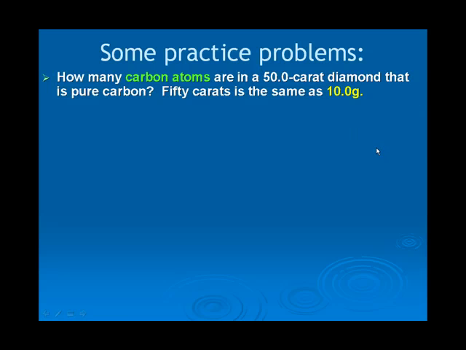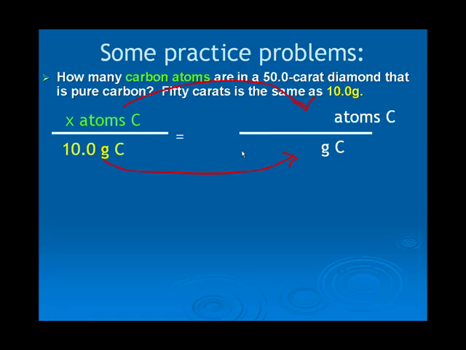So we set it up the same way we always set it up. What we're looking for is X atoms of carbon. What we're given, 10 grams of carbon. Now on this side, same units, atoms. And on the bottom, same units, grams. Okay? We do need a relationship between atoms and grams, and we have one. If we're looking at carbon and we count out 1 mole of carbon atoms, that's 6.02 times 10 to the 23rd, which has a mass of 12.01 grams.